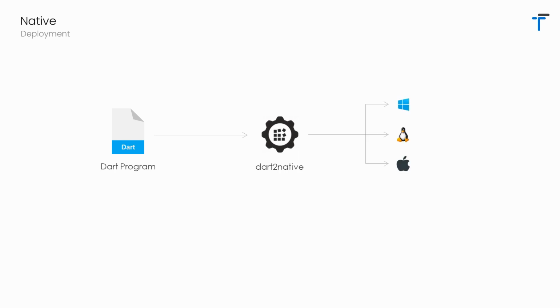Now let's talk about deploying the native application. In this case, your Dart program is compiled using the Dart native compiler. Using the Dart native compiler, we can compile or convert your Dart application into platform-specific code, such as for Windows, for Linux, and for Mac. That's it for this video.